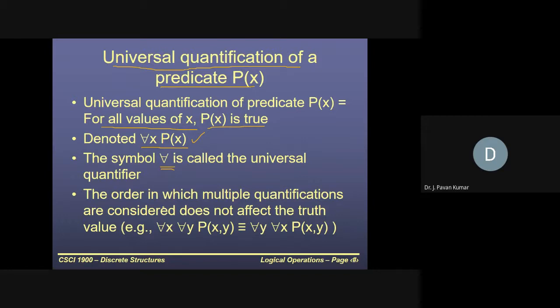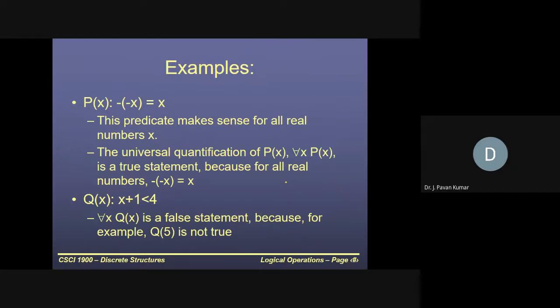Now let us see an example. For all x, P of x, where P of x is a predicate. Any other example we'll see. You can consider this example: minus of minus x is equal to x. For all the values of x, this statement is true.